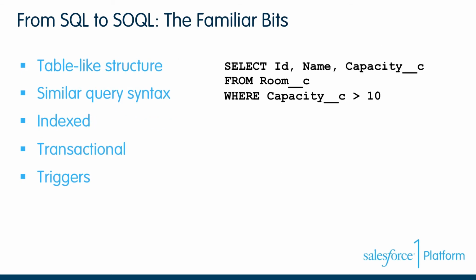So over on the right-hand side here, this is the familiar stuff. Go get me some columns of information, select ID, name, and capacity from an object, and then only get me those records that match the criteria in the where clause. So I only want those where the room capacity is greater than 10. That could be pulled straight out of SQL, and other than perhaps the __c being a little odd, but again, still valid SQL. So everything looks similar so far.